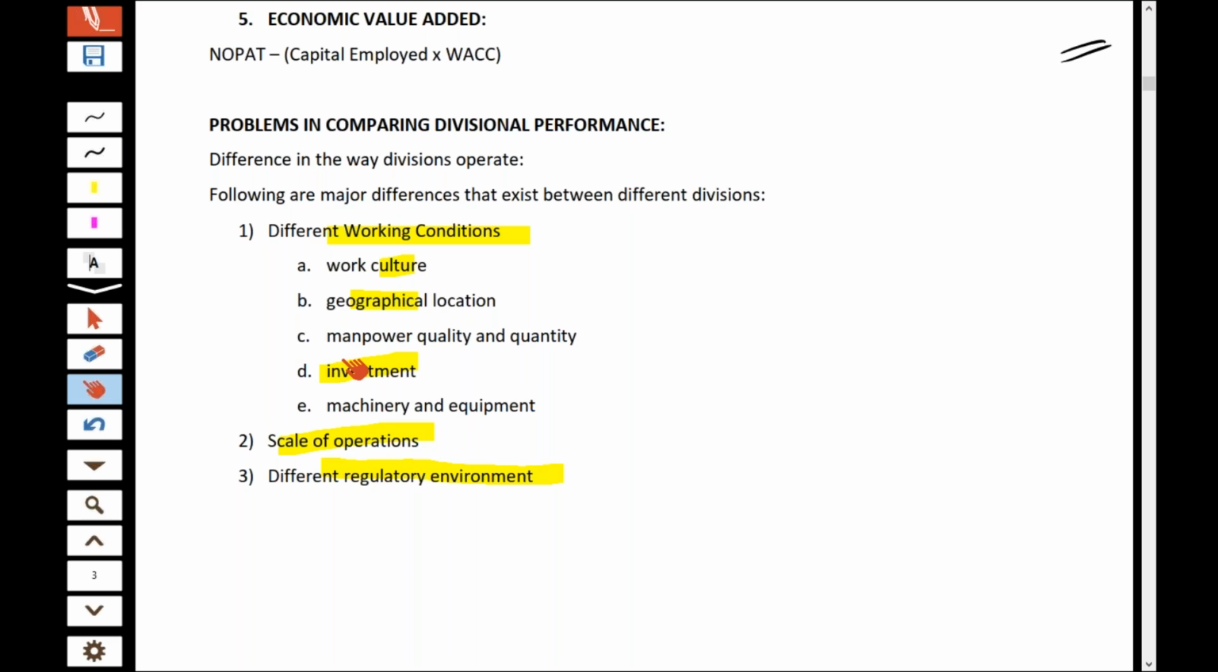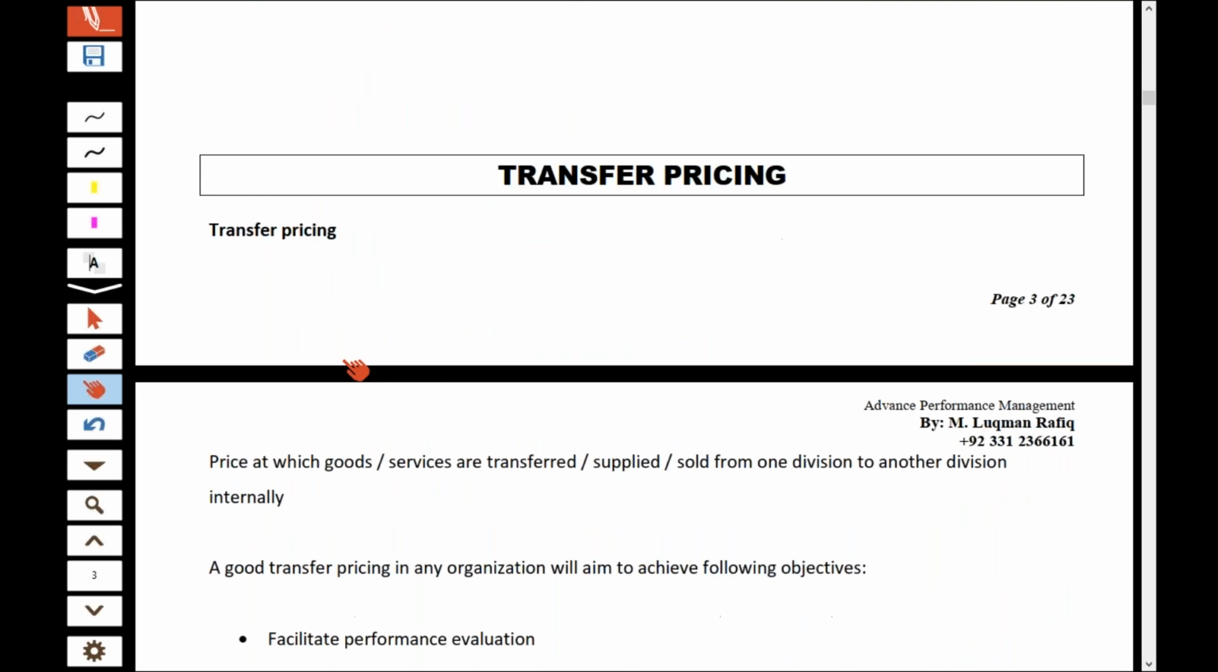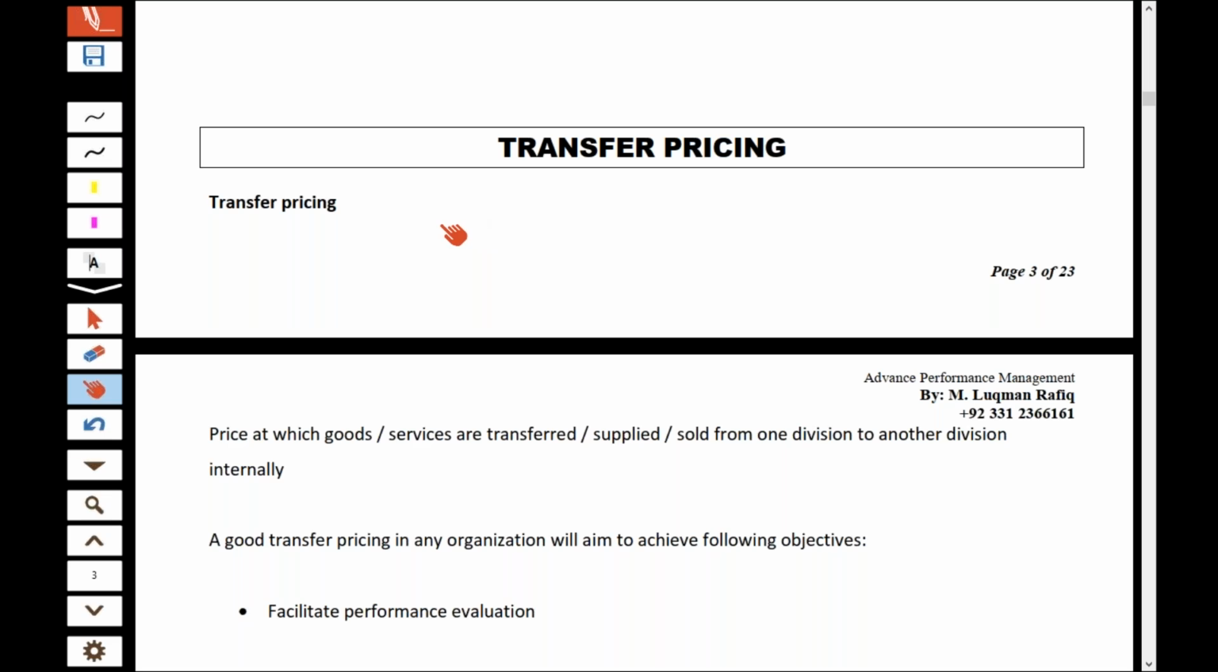Now let's move a bit forward. Let's discuss further. If I move a bit further and talk about the concept of transfer pricing, what exactly do you mean by transfer price? Let's try to understand that.